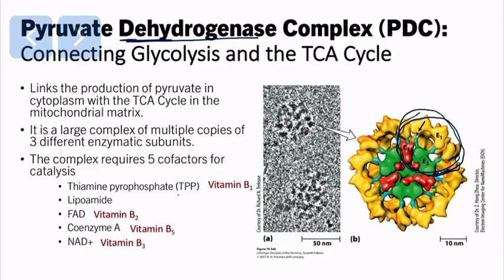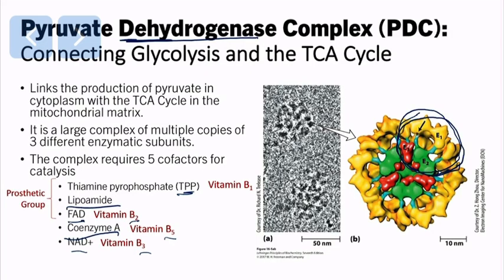Thiamine pyrophosphate, TPP. This is also vitamin B1. Lipoamide. FAD, which is vitamin B2. Coenzyme A, which is vitamin B5, and NADH, which is vitamin B3. Almost all your B vitamins that you're going to consume have required roles within energy metabolism. This is why they're important as cofactors and why you need to consume them within your diet or potentially through a supplement.